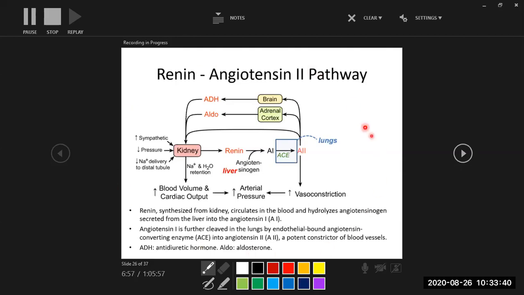And a lot of quiz questions can come from here. For example, what's the enzyme to convert angiotensin 1 to angiotensin 2? ACE. What's the enzyme to convert angiotensinogen to angiotensin 1? That's renin. Where is renin released? Kidney. Where is ADH released? In the brain. Aldosterone? Adrenal cortex. What's the function of ADH? To cause water retention.